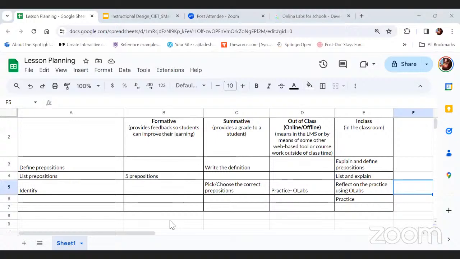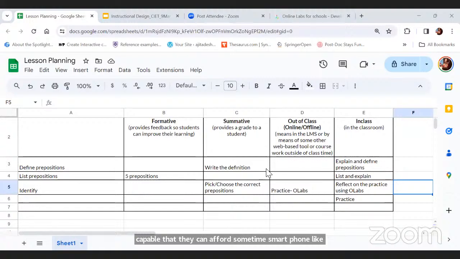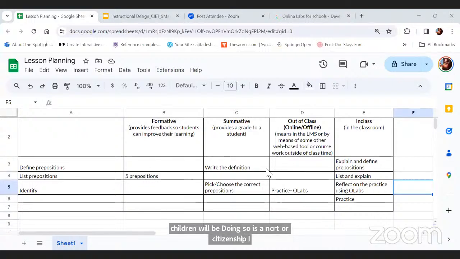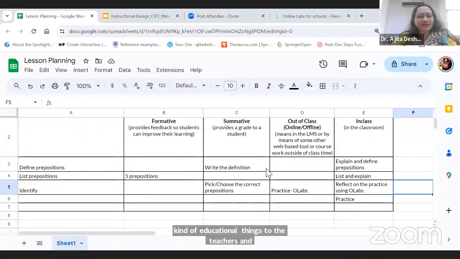Thank you, ma'am. Ma'am, as you are sharing these things to us, I have one question in my mind that as we are taking children of rural background, mostly those who are not that much capable that they can afford sometime smartphone or like that. So as these all things are based on technical part, how the children will be doing? So is NCERT or CIET, matlab, ICT, all you are having some data that we were conducting such kind of educational things to the teachers, and there is a lot of data taking.